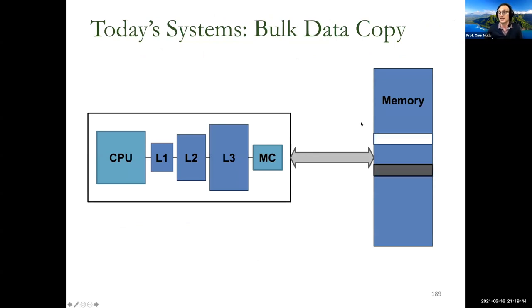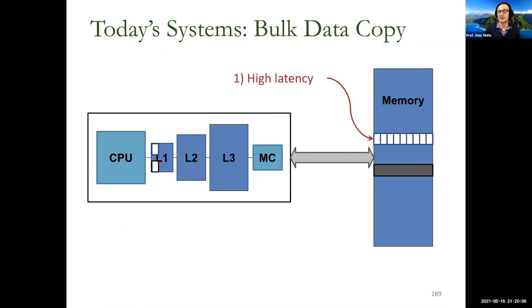If you want to copy a small page, 4 kilobyte page, to a destination page, today, basically, you have to go through the CPU, at least the memory controller, which is on the CPU chip. Basically, this requires the data to be copied byte by byte into the L1 cache and then written to the destination page and the destination page written back to memory, byte by byte. So it's a lot of data movement, basically.